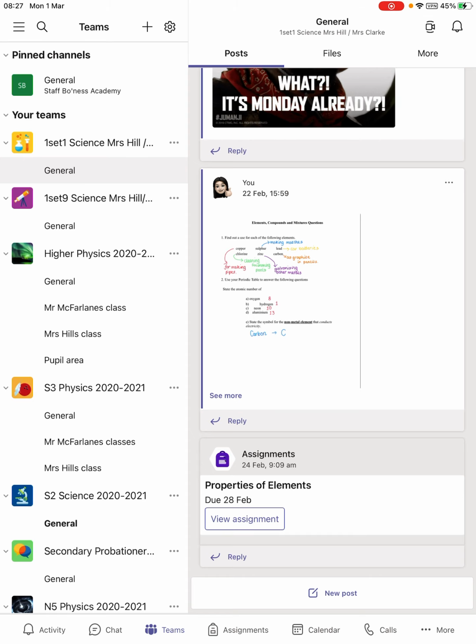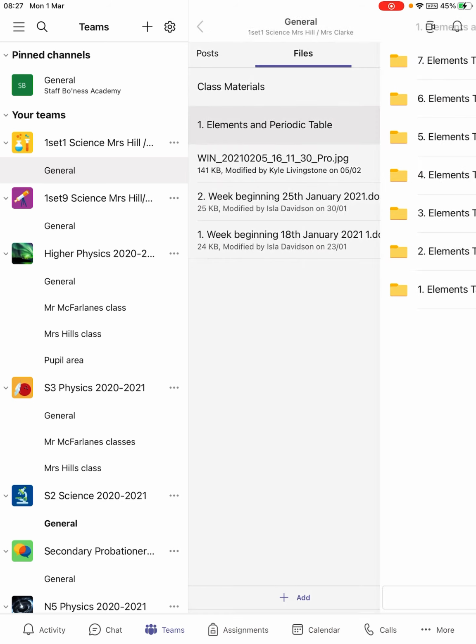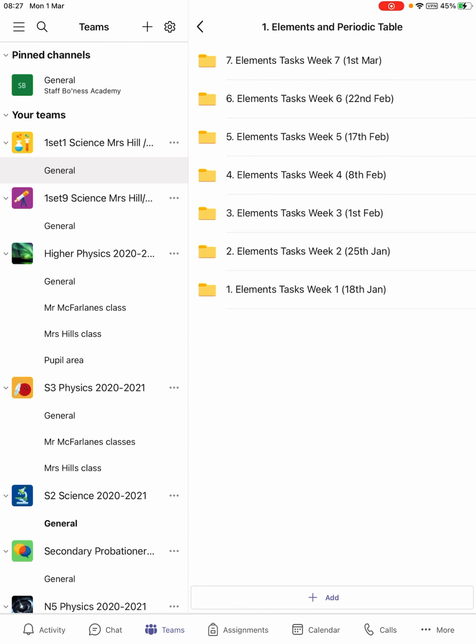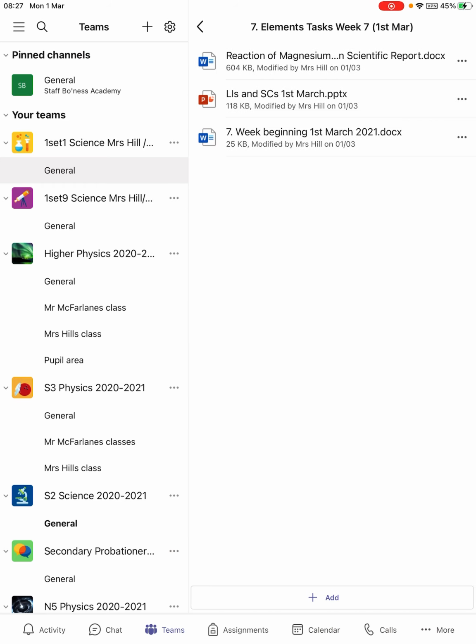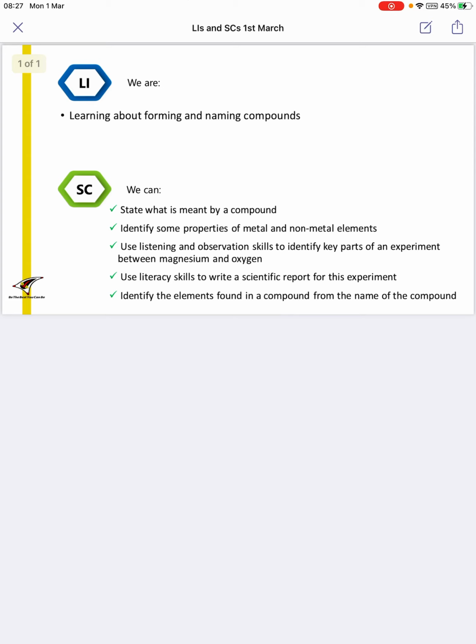Okay, for the work for this week, if we go into files, elements in the periodic table, we are now on week 7. So it's the elements tasks for week 7. I'll talk you through what I would like you to work on this week. A wee bit trickier this week, just to let you know. So it's really important, if there is something that you're not sure about, that you do ask for help and come onto Teams and get some help with it, okay?